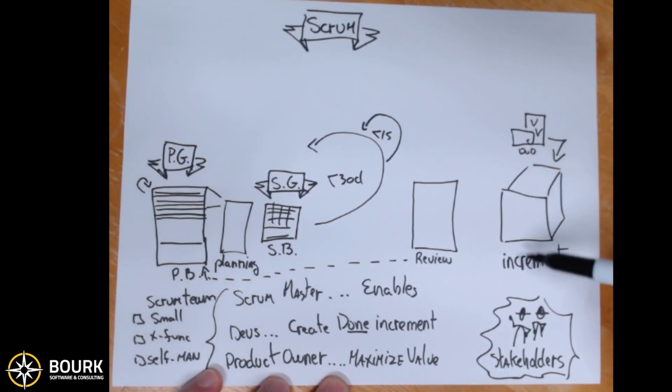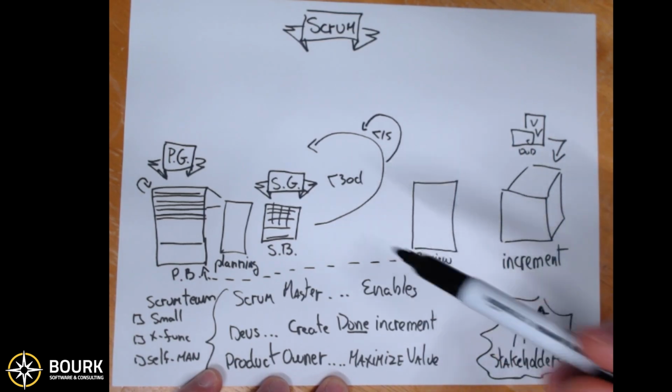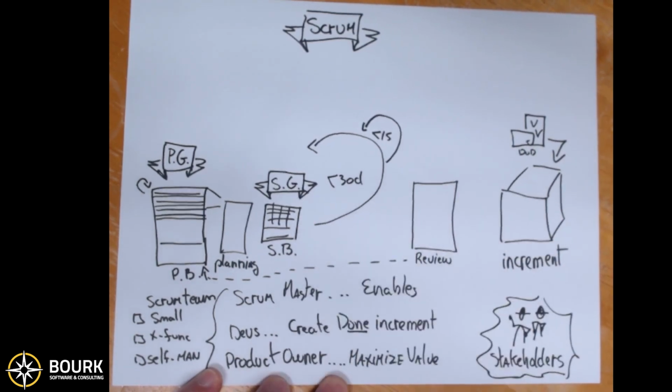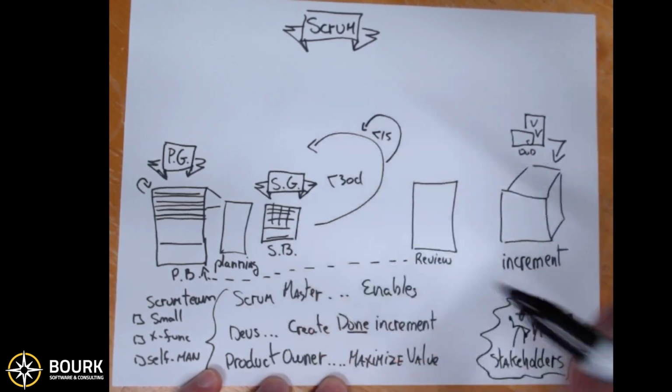And the idea is to look into the increment to verify or to gather the feedback from the stakeholders and the team, and to confirm that the intent, the sprint goal, has been met. And again, the idea is to maximize the value, right?